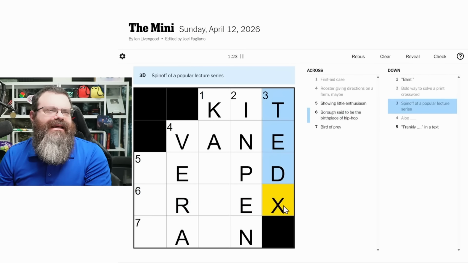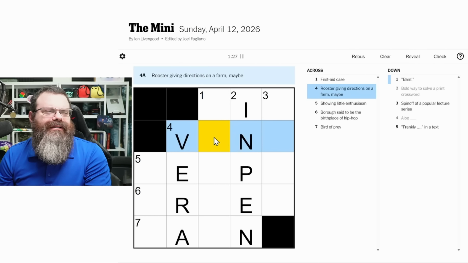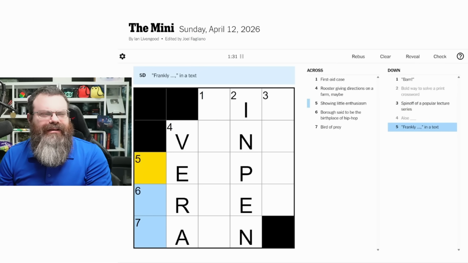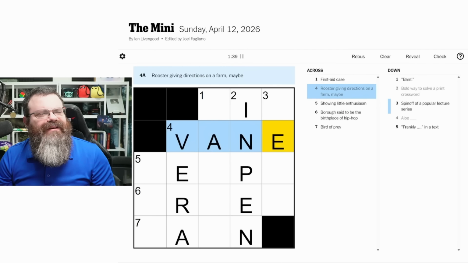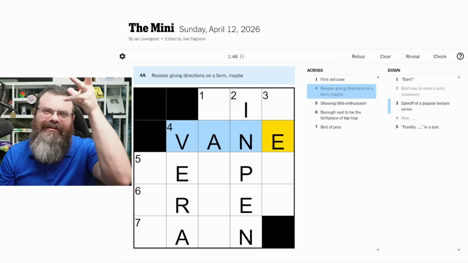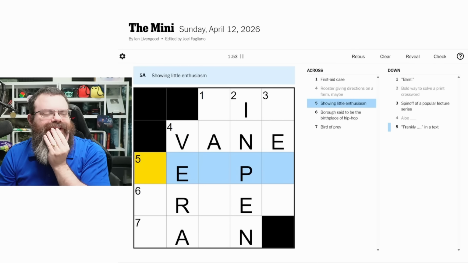Burrow. Yeah, I don't think TEDx is right. So this might not be kit either. Oh boy. Frankly, in a text. First aid case. Maybe it is vain? Because oftentimes those kind of northeast, southwest things have a rooster on top. You know what I'm talking about? Those little metal poles.